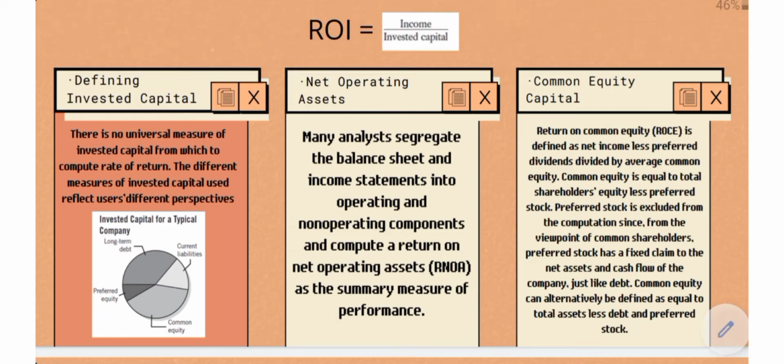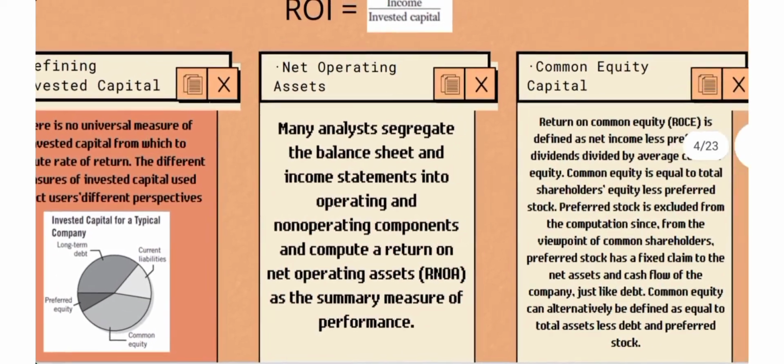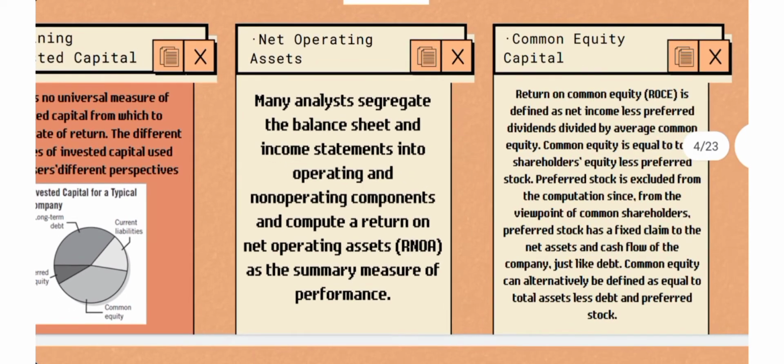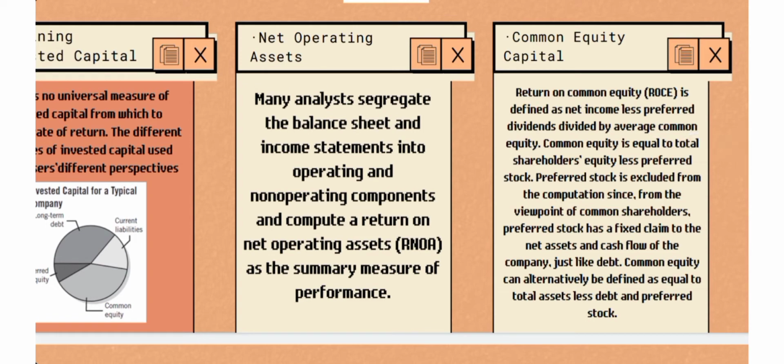And then there is common equity capital. Return on common equity, or we call it ROCE, is defined as net income less preferred dividends divided by average common equity. Common equity is equal to total shareholders' equity less preferred stock. Preferred stock is excluded from the computation from the viewpoint of common shareholders, since preferred stock has a fixed claim to the net assets and cash flow of the company. Common equity can alternatively be defined as total assets less debt and preferred stock.